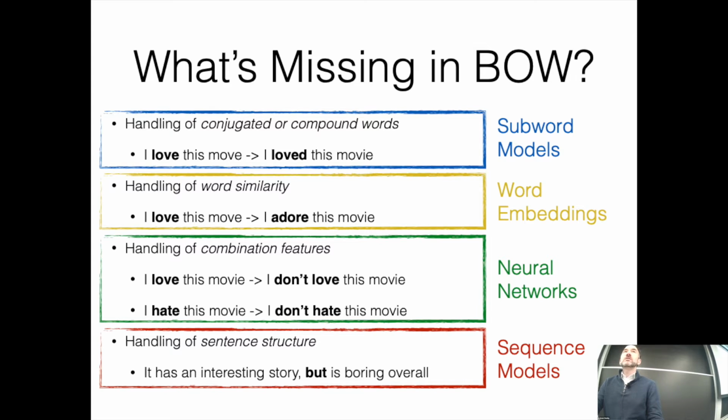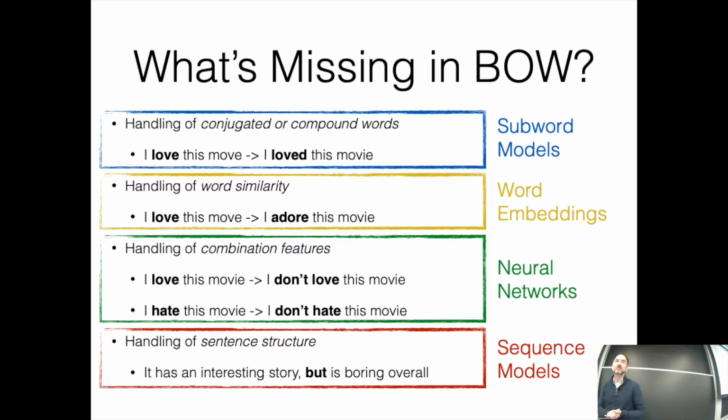So the solution to the first problem, or a solution to the first problem, is subword or character-based models. And that's what I'll talk about first. Handling of word similarity can be handled using word embeddings, and word embeddings will be another thing we'll talk about this time. Handling of combination features, we can handle through neural networks, which we'll also talk about this time. And then handling of sentence structure. The standard way of handling this now is through sequence-based models, and that will be starting in a few classes.